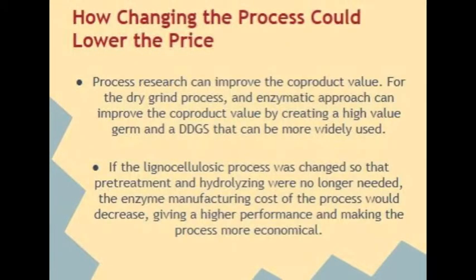Process research can improve co-product value. An enzymatic dry grind process can improve the co-product value by creating a high-valued germ and a more widely usable DDGS with less fiber so that more livestock can feed on it. If the lignocellulosic process was changed so that less pretreatment was needed, the enzyme manufacturing costs would decrease, giving a higher performance in the process and making the process more economical with workable co-products.